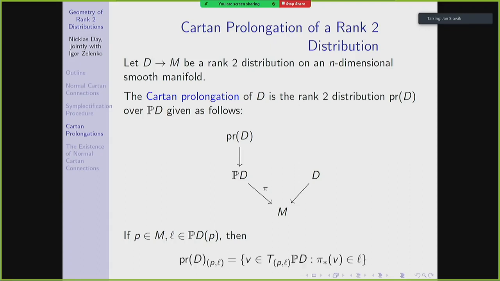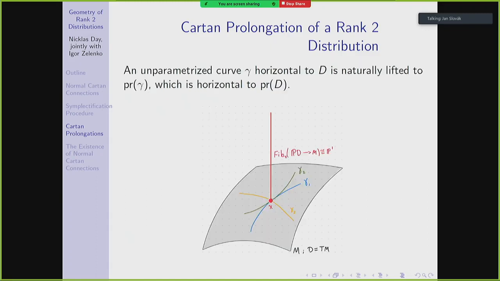And we define it to be the distribution whose fiber over a line L is just the vectors that project down to that line. So it's sort of a tautological construction in a way. It seems very natural. Why does it deserve the name of prolongation? Well, if you take horizontal curves with respect to your original distribution, you can prolong those naturally to PD by taking their tangent line, right? So if I have a curve that's horizontal, its tangent line is in the distribution, so I can lift it naturally, and it gives me a new curve in PD that's horizontal to the Cartan prolongation.